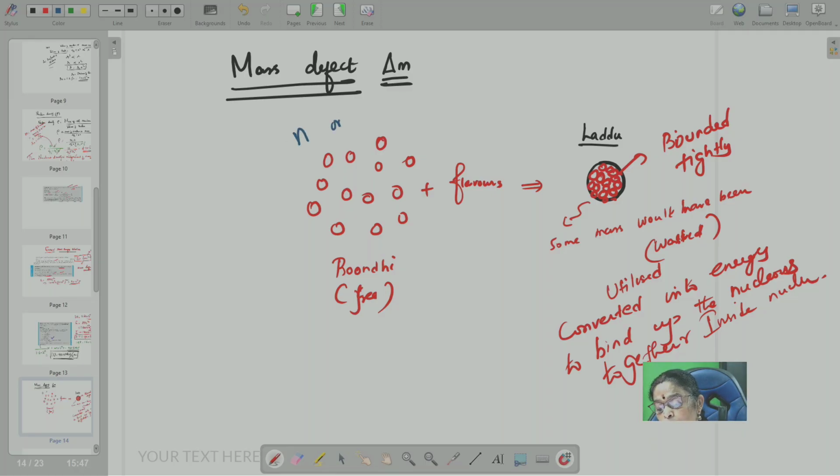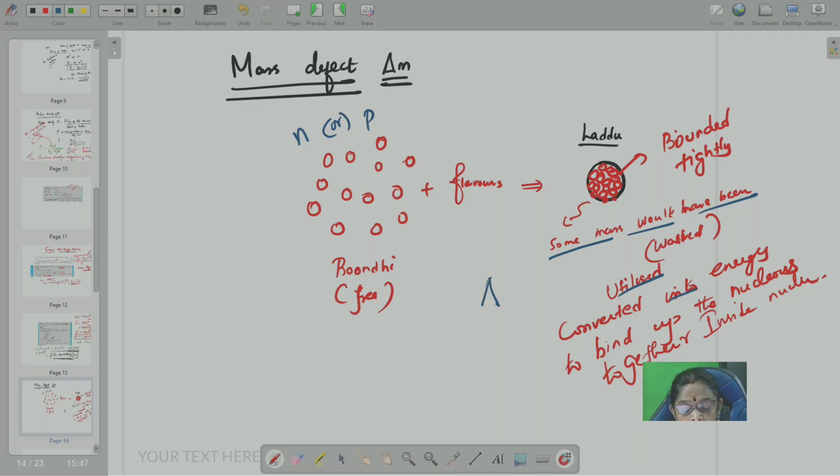This neutron or proton is called a bundi, when it is freely in the free state. Now what happened? The neutron and proton are going to be bound up in the nucleus. So, like a laddu, while you are making laddu, in order to bind up these bundis together, you require some amount of energy. In the same way, in order to bind up this neutron and proton together, you require some amount of energy. That energy is taken from its own mass itself. So some of the mass would have been converted into energy.